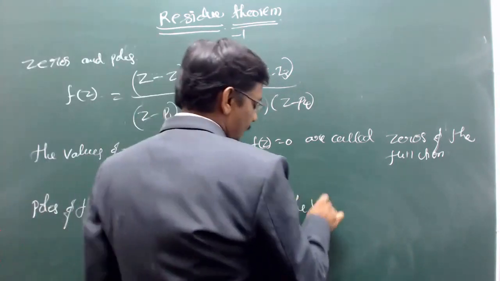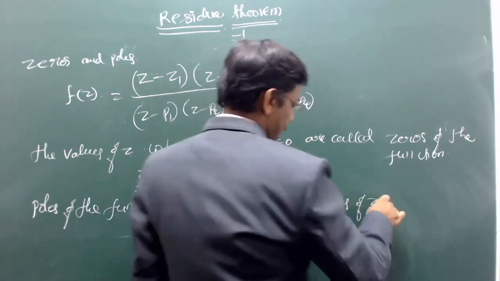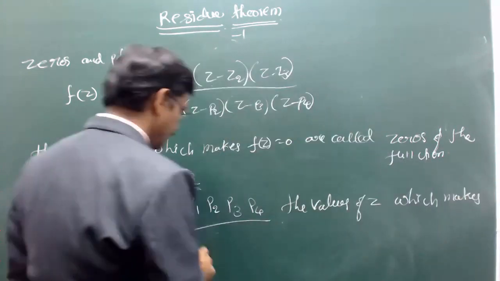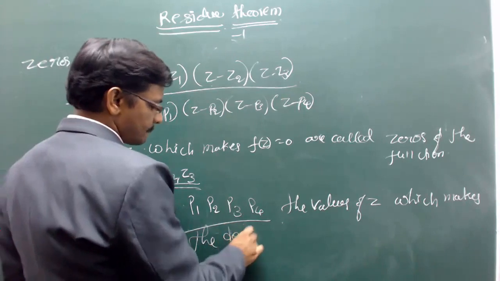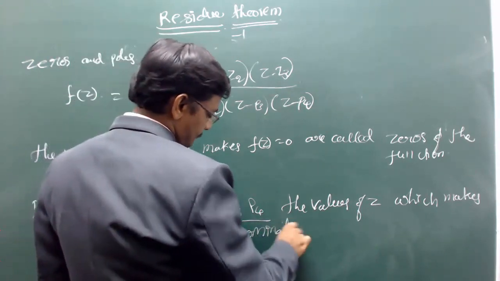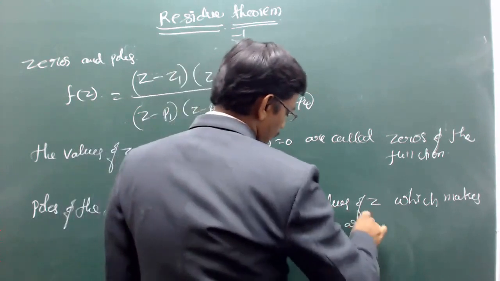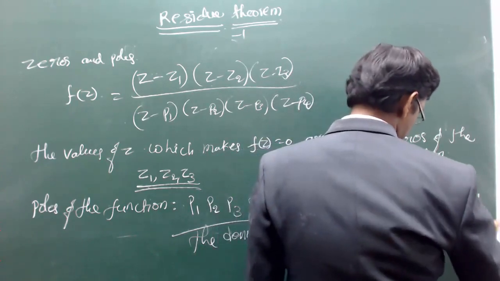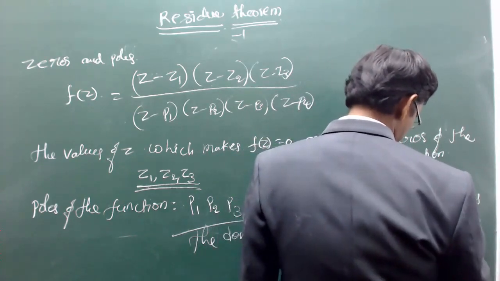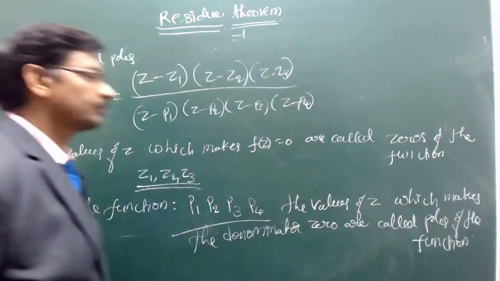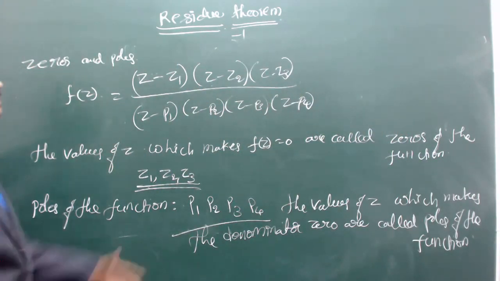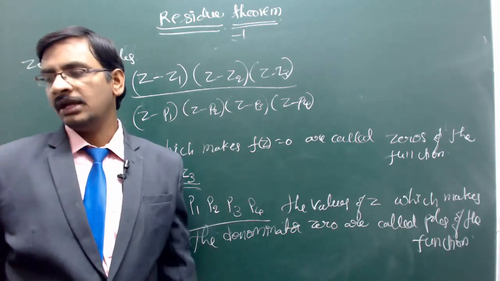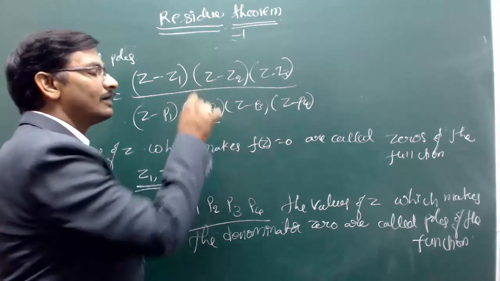The values of z which make the denominator 0 are called poles of the function. Now, in this function, suppose there are powers, that is z minus p2 whole power 3. If that is there, then we say that this pole is of order 3.